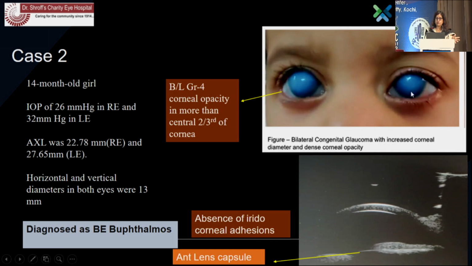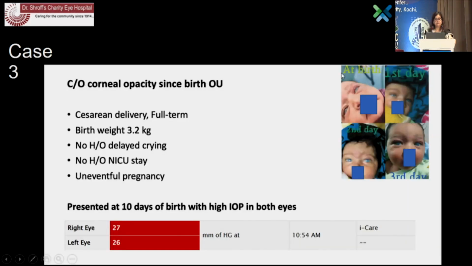So it's very important to do a UBM to see if there is any anterior segment dysgenesis, if there are any adhesions, iridocorneal or lenticulocorneal. If there are no adhesions, as you can see here, the lens capsule is intact. There is absence of iridocorneal adhesions. So this is a simple case of PCG, which responds pretty well to trab plus trab.